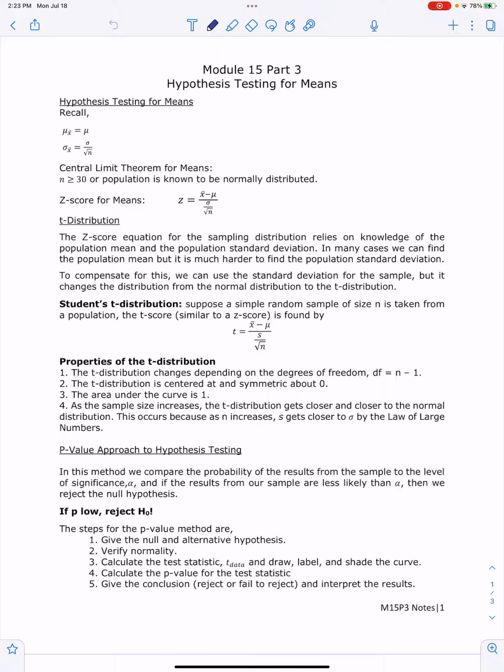Okay. So here is how we are finding our t data value. We are going to take our sample mean, our x bar. We're going to subtract our population mean, our mu, and we're going to divide by the sample standard deviation divided by the square root of the size of the sample. So just a reminder here, x bar is our sample mean. Mu is our population mean. S is our sample standard deviation. And n is our sample size.